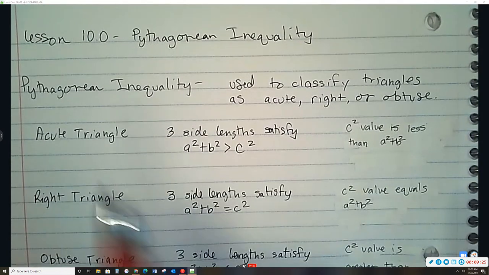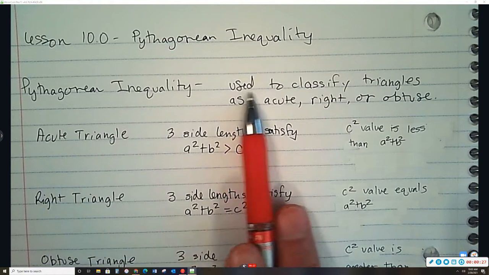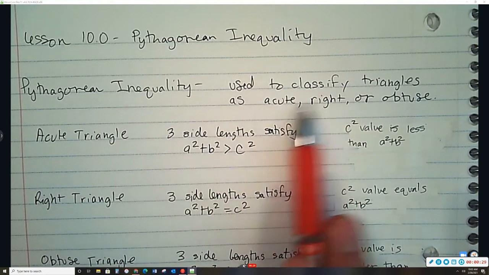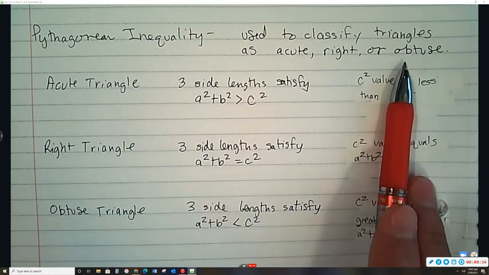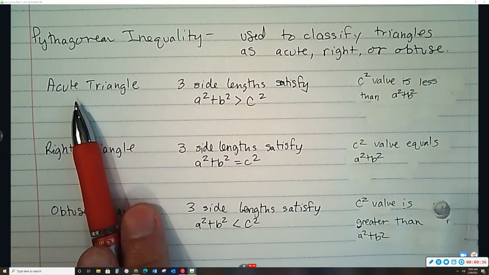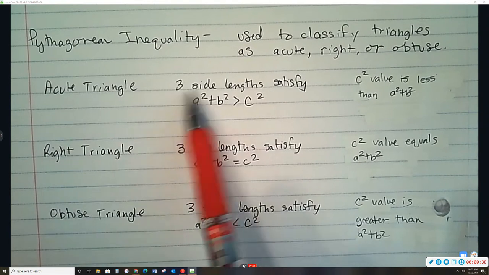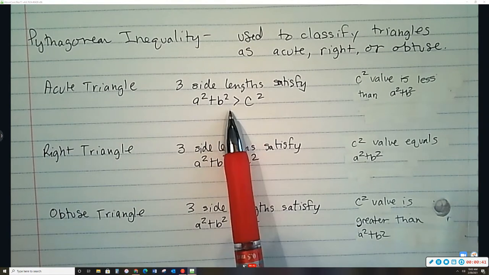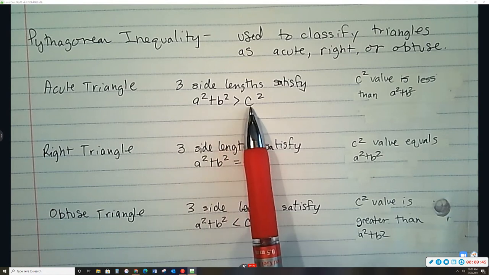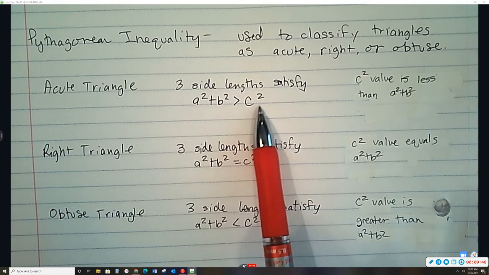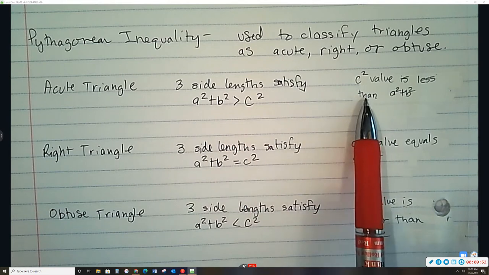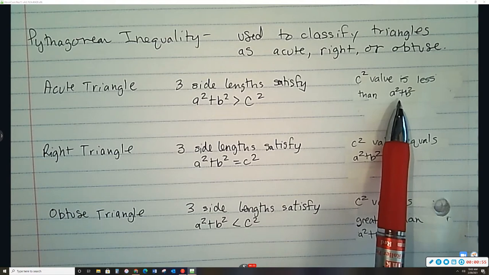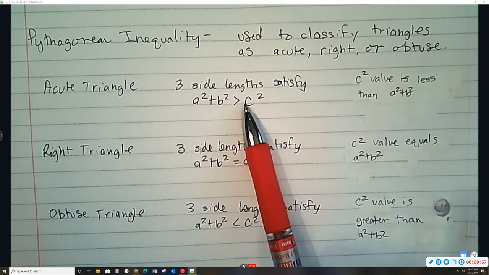Now the Pythagorean theorem inequality is used to classify triangles as acute, right, or obtuse. If it's going to be an acute triangle, the three side lengths satisfy this inequality: a squared plus b squared is greater than c squared. I like to think of it this way: the c squared value is smaller than the other side. So when this one is smaller, it's acute.